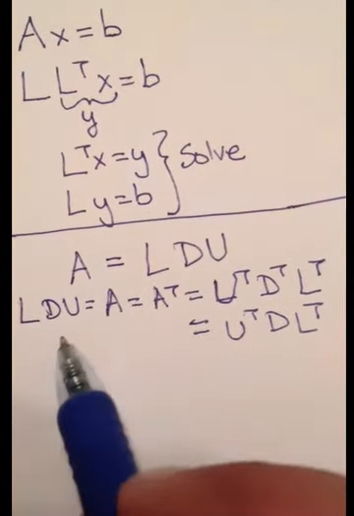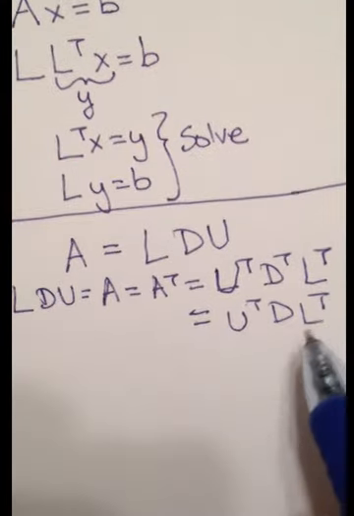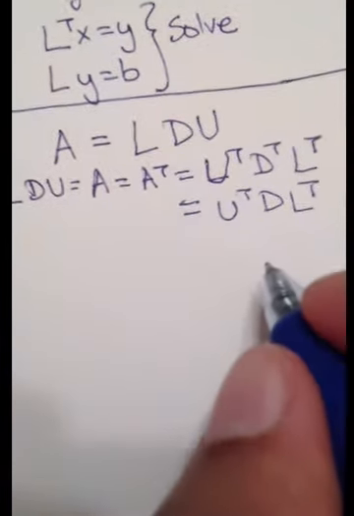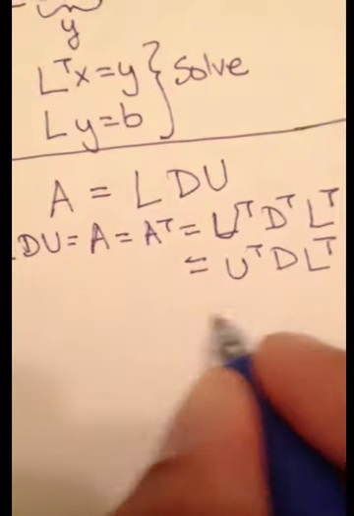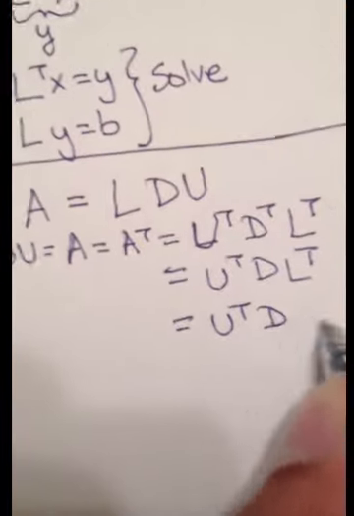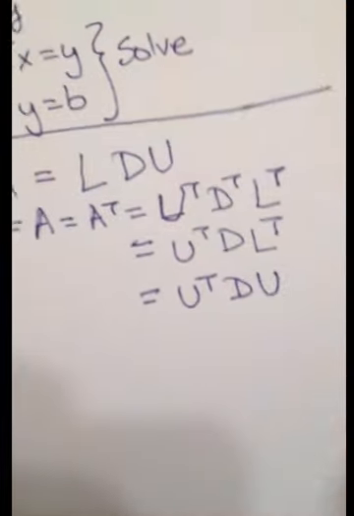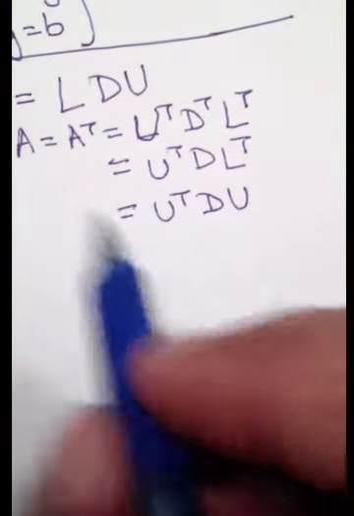Now that we have A equals A transpose, or LDU equals U transpose D transpose L transpose, we can rewrite the L transpose part as just U. The lower matrix transposed, since it's symmetric, is just U. So this becomes U transpose D U.